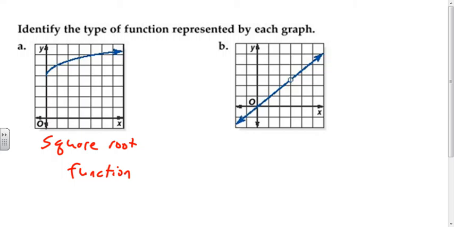So in this case, we notice we have a straight line with a hole through it. So the only thing it can be would be a rational function.